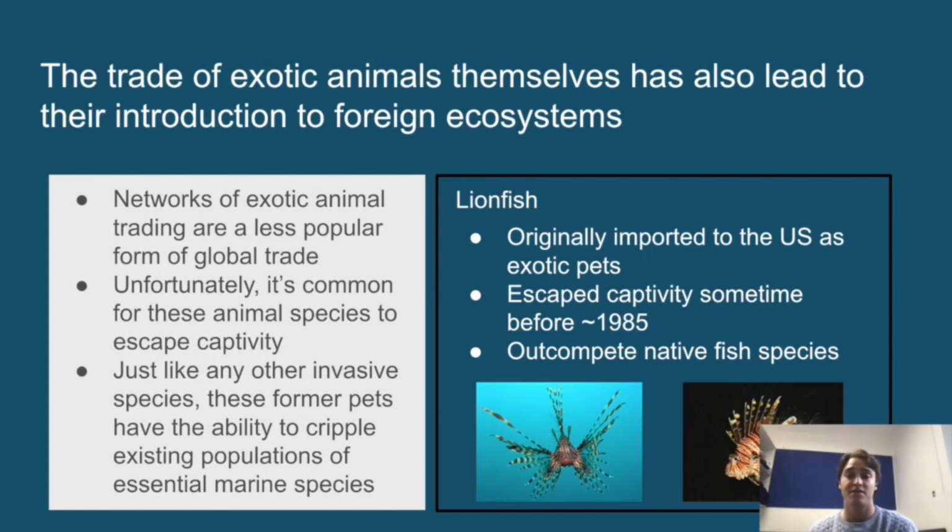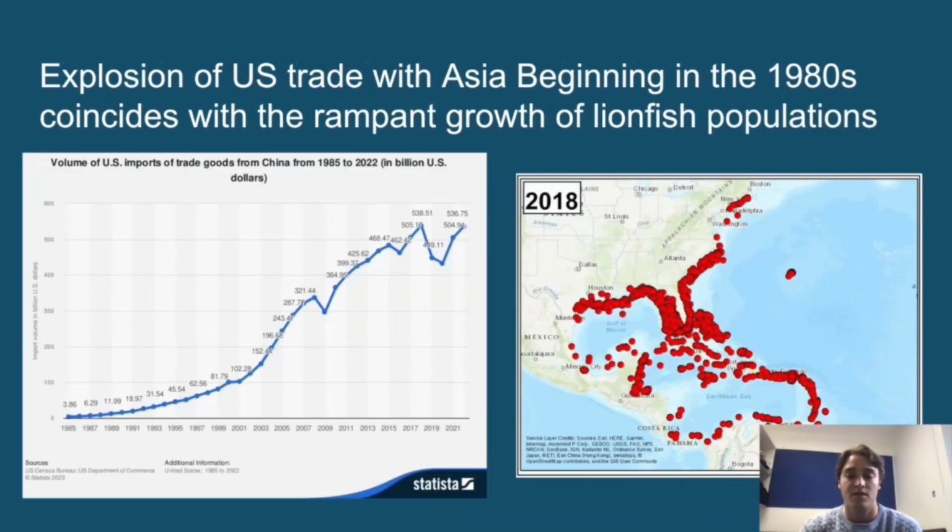And they escape captivity in the Atlantic Ocean sometime around 1985, again, which correlates as trade with China at the time, specifically imports to the US, was increasing drastically, and they really do outcompete native fish species and take over environments. So I just want to follow that up with a quick graphic of, here we see around 1985, imports of traded goods really ramp up between China to the US.